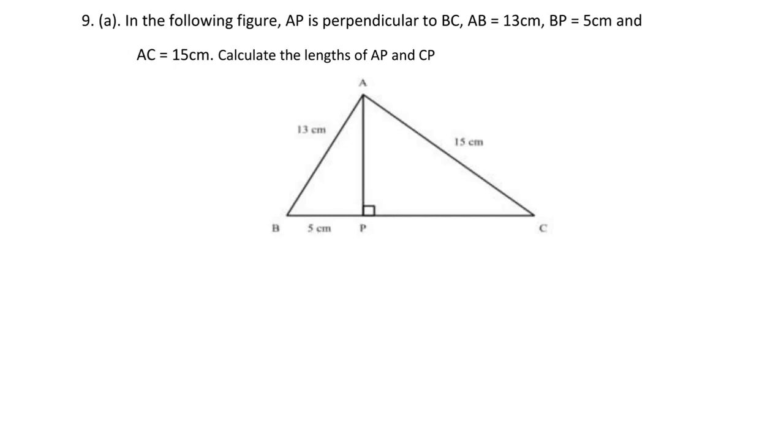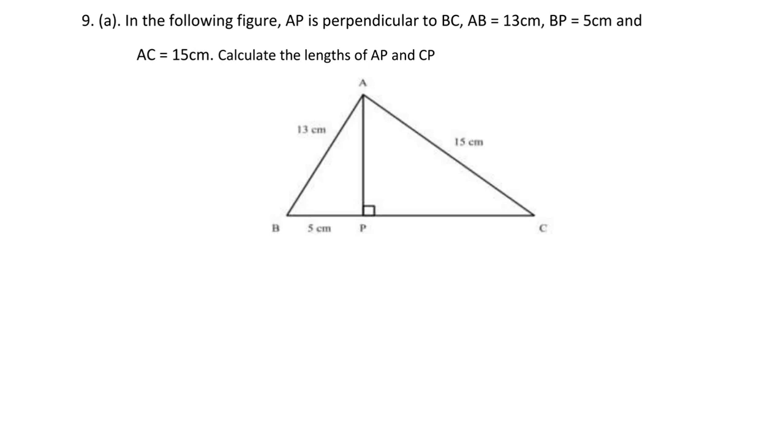Question number 9, part A. In the following figure, AP is perpendicular to BC, AB equals 13 cm, BP equals 5 cm, and AC equals 15 cm. Calculate the length of AP and CP.